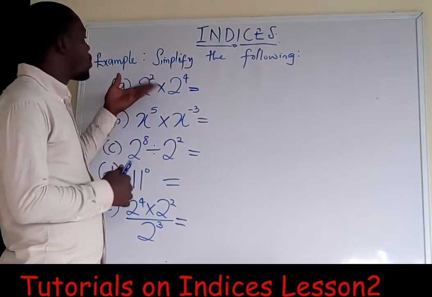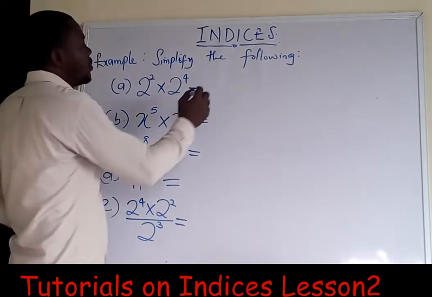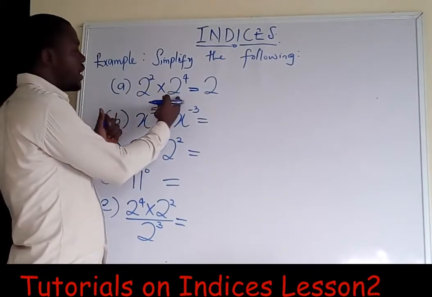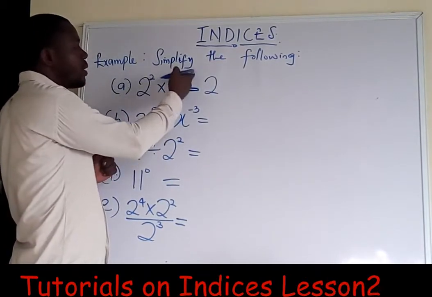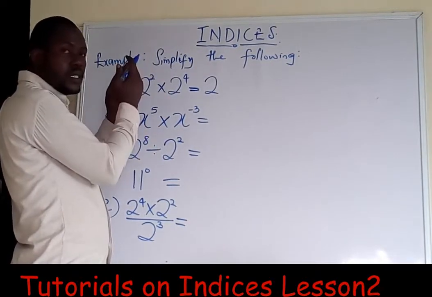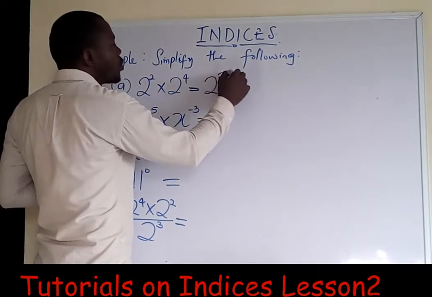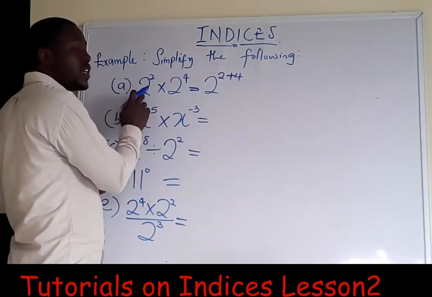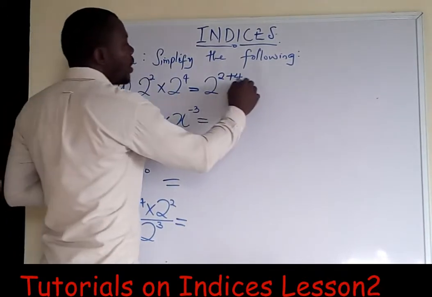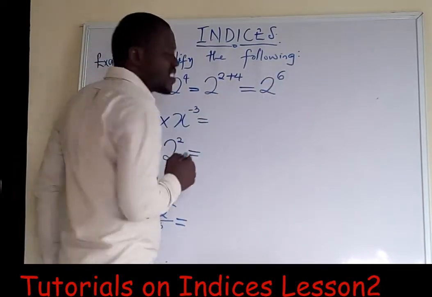Now, how are we going to solve something like this? We have to use one of our laws. The first law says that when you have the same base number with different powers, and they are multiplying each other, then you should add the powers. We are going to have 2 raised to the power 2 plus 4. Since the bases are equal, we add the powers, and what we have there is 2 raised to the power 6.